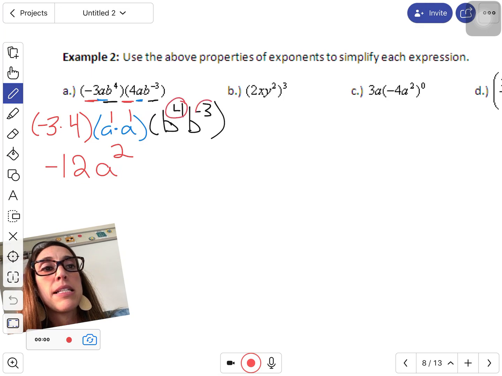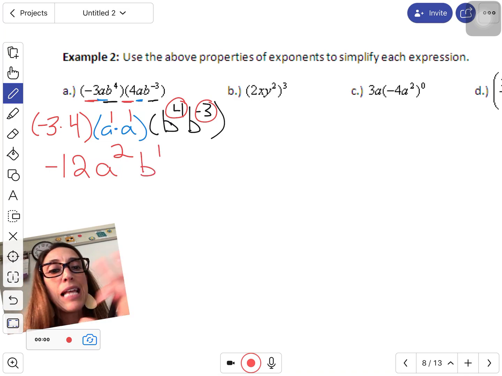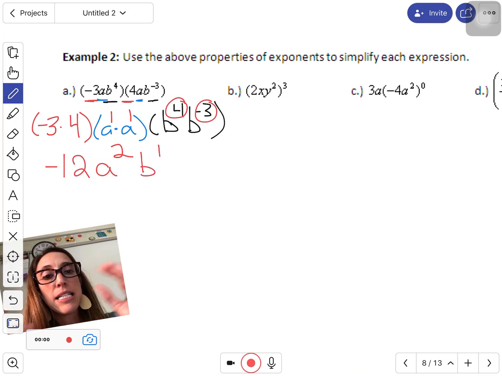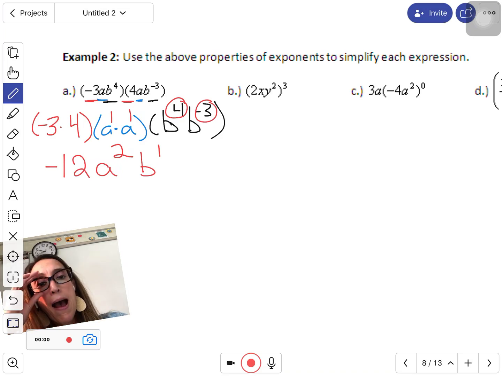And then I can add 4 plus -3. 4 plus -3 is just 1. So that's b to the first. So if you just put the like things together, not like terms because there's no plus or minus, but the integers together, the a's together, the b's together, if you put the like factors together, the problem becomes a lot easier to work with.